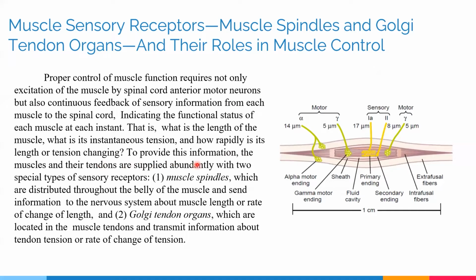To provide this information, the muscles and their tendons are supplied abundantly with two special types of sensory receptors: muscle spindles, which are distributed throughout the belly of the muscle and send information to the nervous system about muscle length or rate of change of length; and Golgi tendon organs, which are located in the muscle tendons and transmit information about tendon tension, or rate of change of tension.